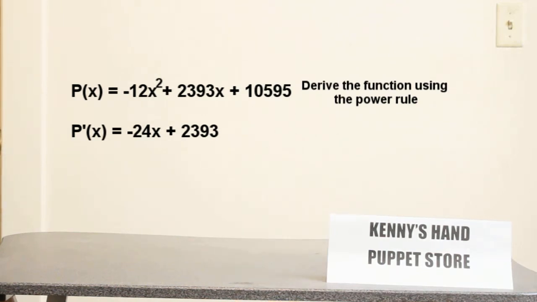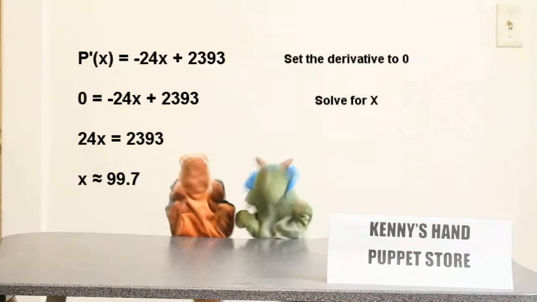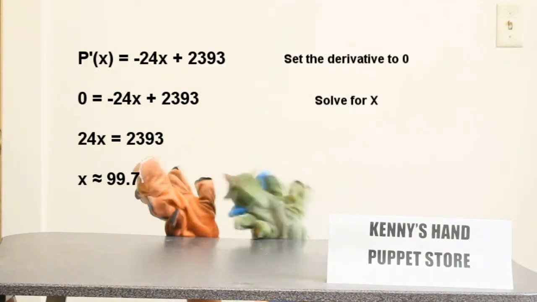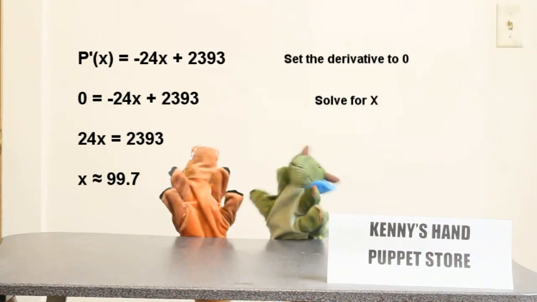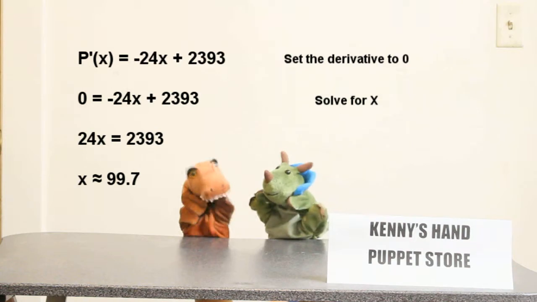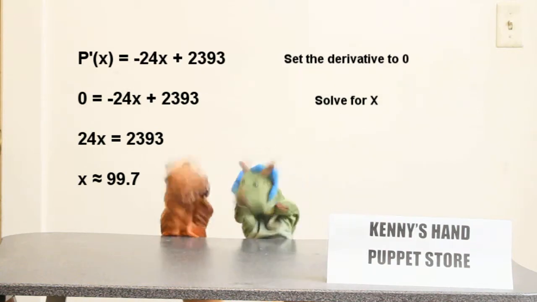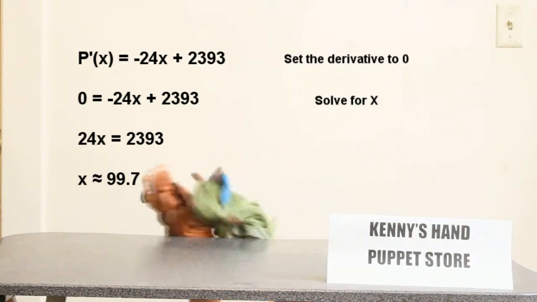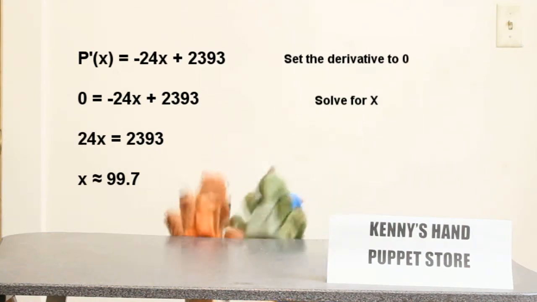24x plus 2,393. We set P prime of x equal to 0, so we get 0 equals negative 24x plus 2,393. We have to isolate the x variable, so we add 24x to both sides, and we get 24x equals 2,393. We divide both sides by 24, and we get x equals approximately 99.7.